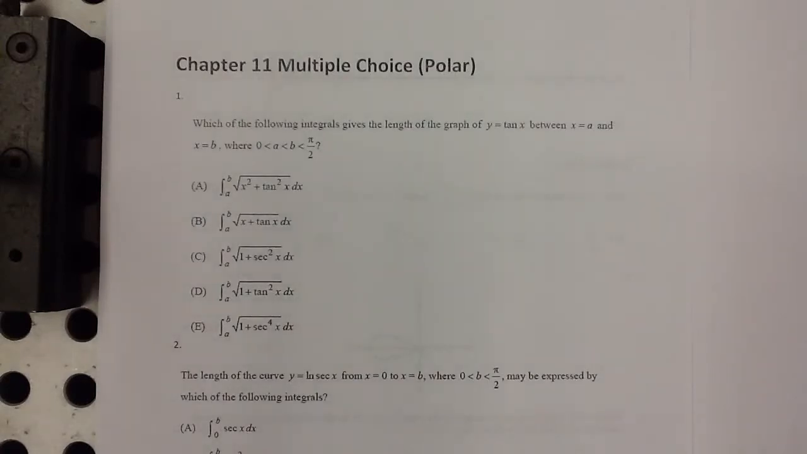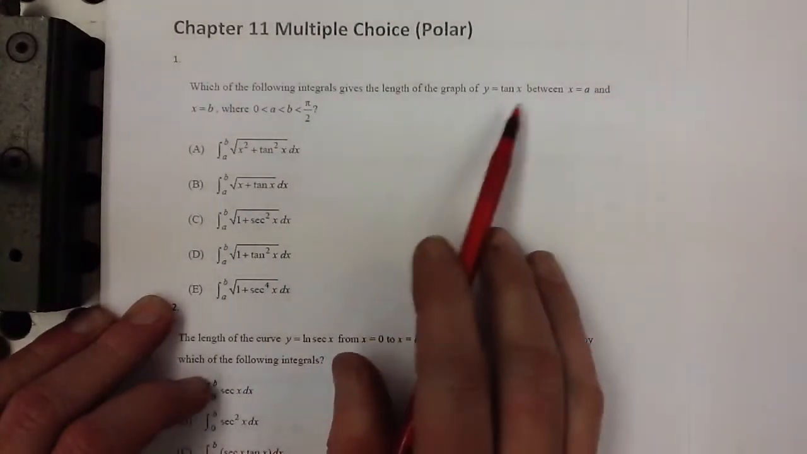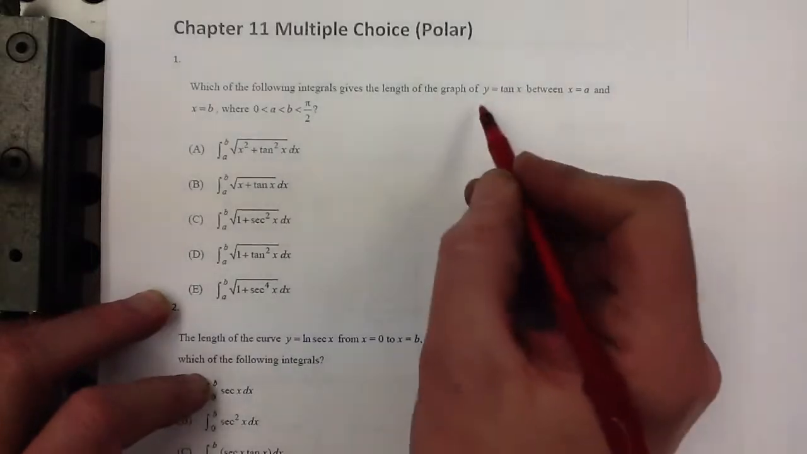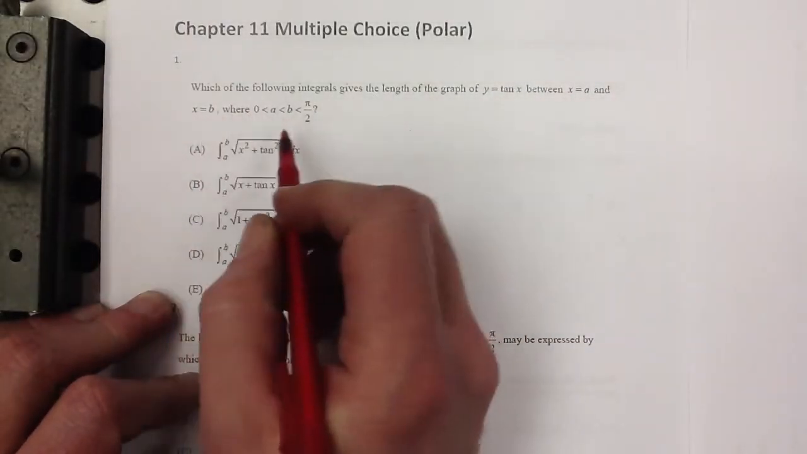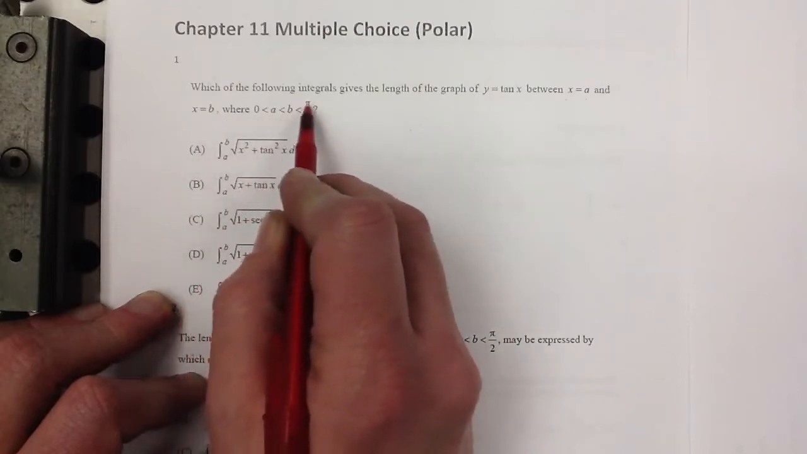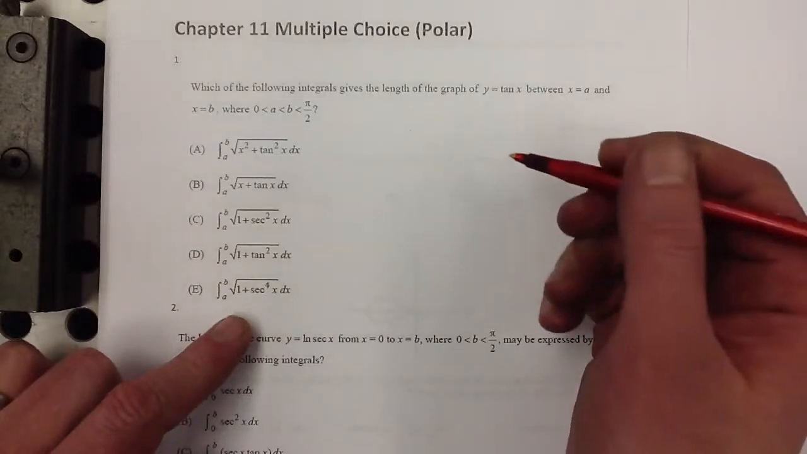All right, let's do some multiple choice questions about polar curves. Let's see, which of the following integrals gives the length of y equals tangent x between x equals a and x equals b, where they're both less than pi over 2? So let's see how we would do that.